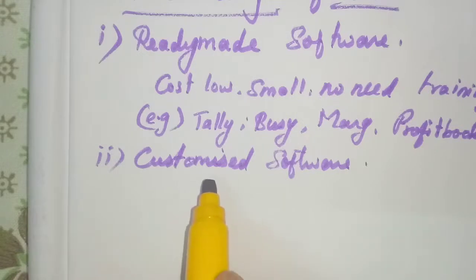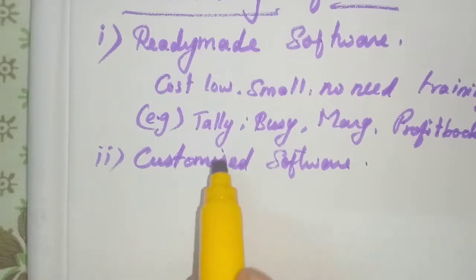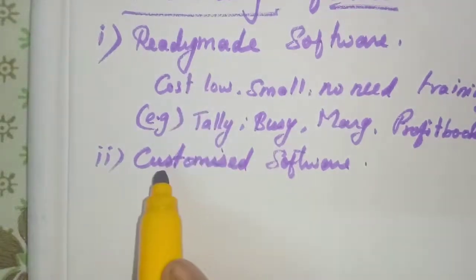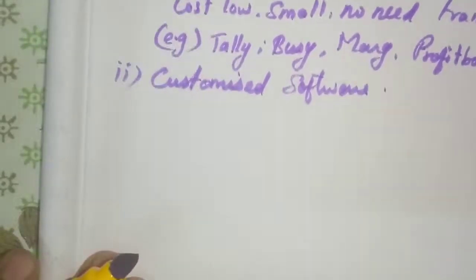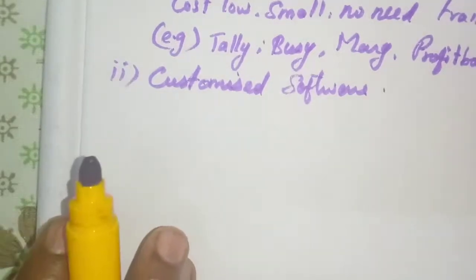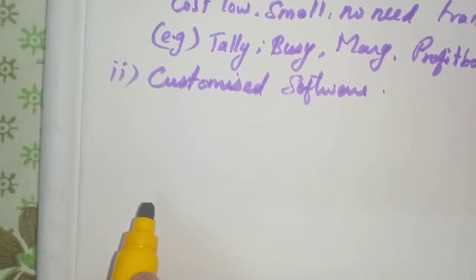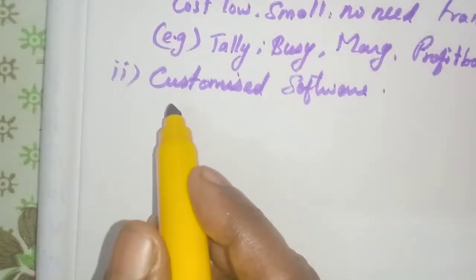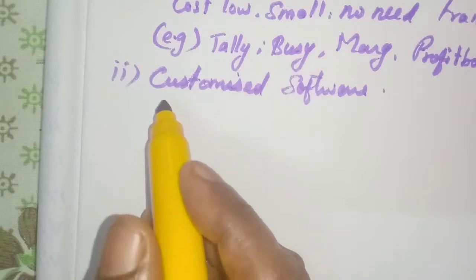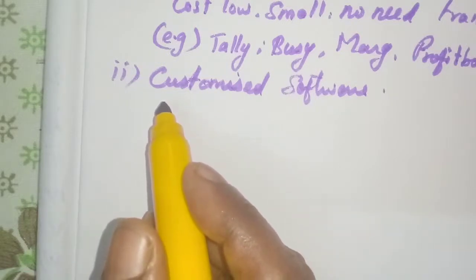Okay, here they will get some more information than what we get from the ready-made software. For example, the employees' attendance will be got, or the payroll can be prepared. Okay, but in the Tally package we cannot prepare the payroll. So here payroll can be prepared. Sometimes we can find out the absence of the employees also.